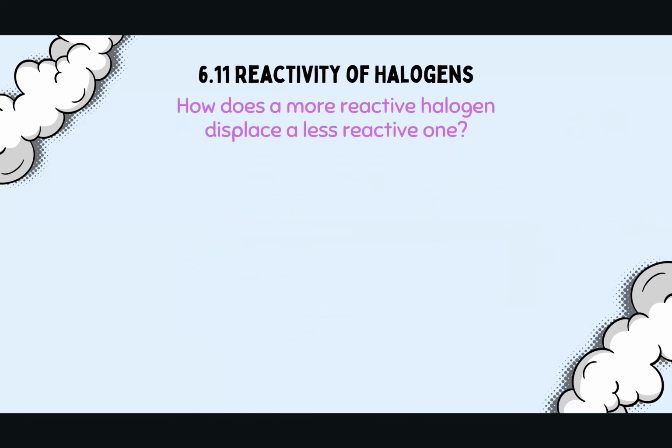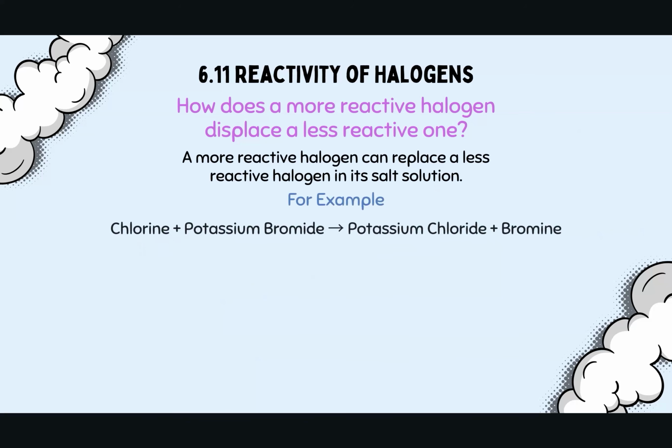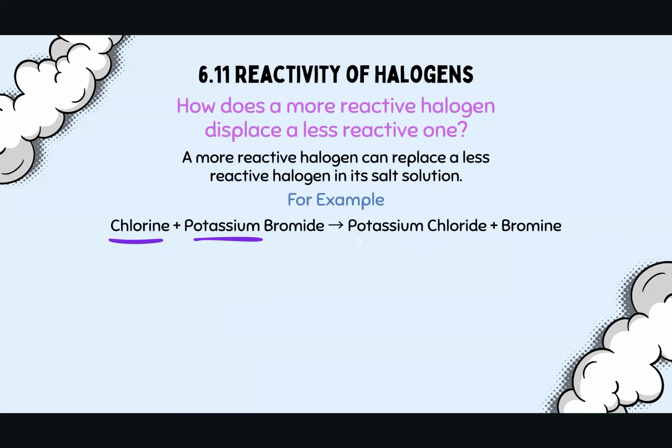So how does a more reactive halogen displace a less reactive one? A more reactive halogen can replace a less reactive halogen in its salt solution. For example, chlorine reacts with potassium bromide to make potassium chloride and bromine.